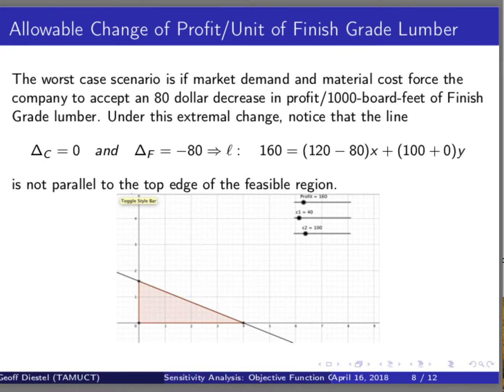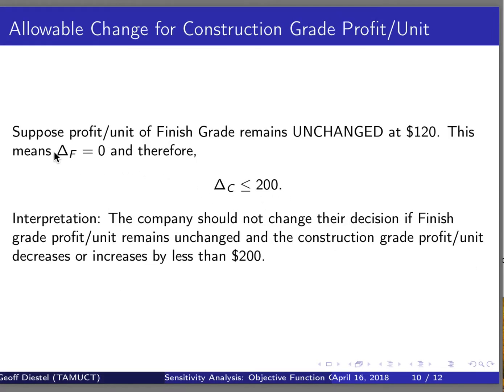And again, if we go the other way, if we let delta F be 0, then delta C can change up to an increase of $200. And again, this makes sense. If the profit for construction grade increases by a lot, then of course we would want to start producing that product because it's highly profitable. But what this is saying is it would have to increase by quite a bit, 200, from the initial profit, which was 100. So we would have to double, triple in size before we'd have to actually make a new decision.